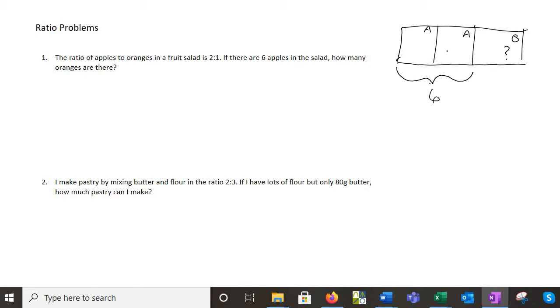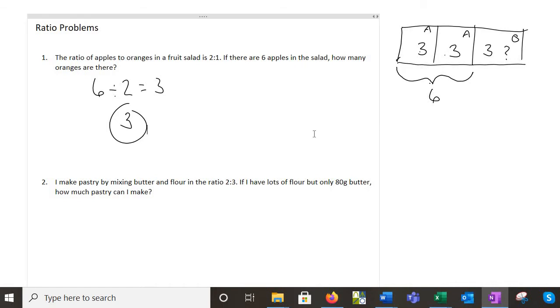Now in a ratio, all these parts are equal. They're all the same. So what would be natural for us to do is to work out what's each one of these boxes. All we need to do to that is take that 6 and split it into those 2 equal parts. We can see it's there in 2 equal parts. So 6 divided by 2, that's 3. So there's 3 in every box.